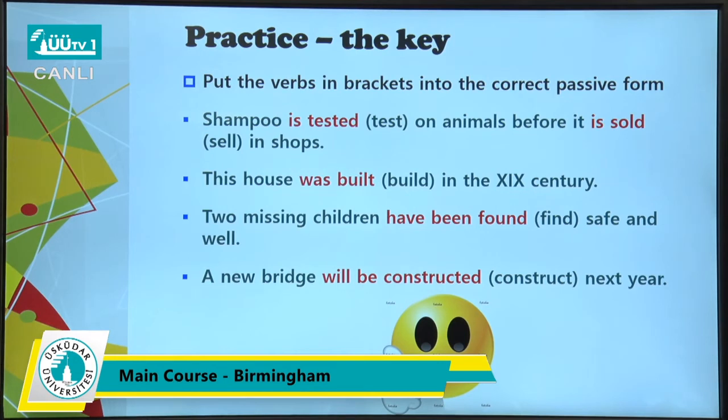Next one. This house was built in the 9th century. So, was built. It's in the past. Look at the century. It's not now. To be verb in the past plus past participle. Two missing children have been found safe and well.